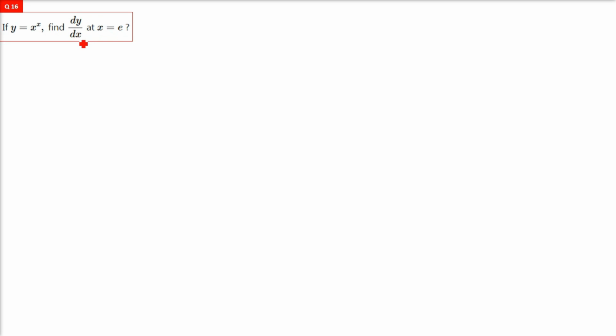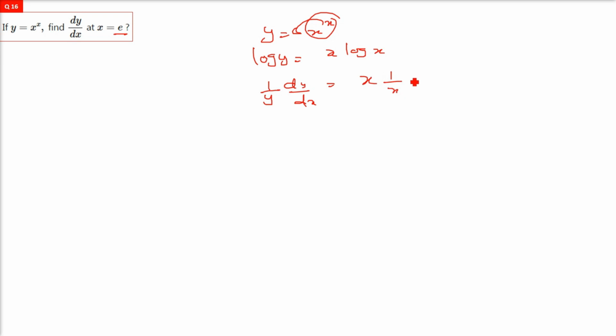y is x to the power x. You have to find dy by dx at x equals e. So when you see this, the only thing is taking log. So let us take log. log y is equal to x log x. x will come in front. So differentiation is 1 by y, dy by dx. And for y we are going to keep x to the power x only. So x into 1 by x plus log x, differentiation of x is 1. This gets cancelled, you have 1 plus log x. 1 by y dy by dx, y will go to the right. So dy by dx is x raised to x into 1 plus log x.